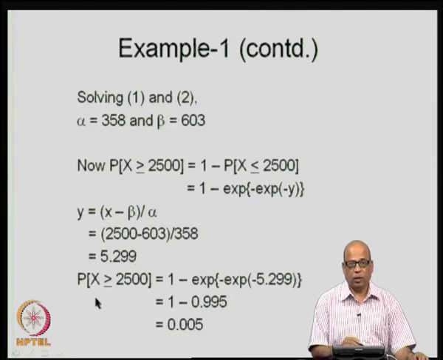So, we write probability of x being greater than or equal to 2500 as equal to 1 minus exponential minus exponential minus y, where y is 5.299. So, this turns out to be 0.005, that is, the probability that x being greater than or equal to 2500 will be 0.005, which is a fairly low probability.